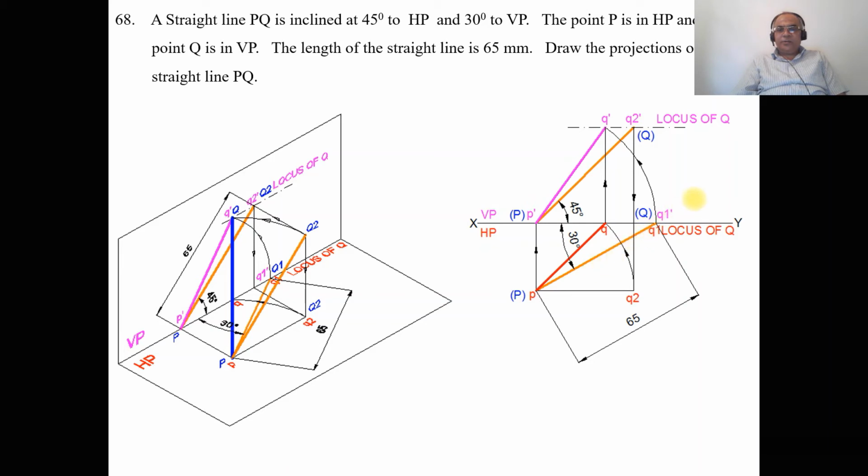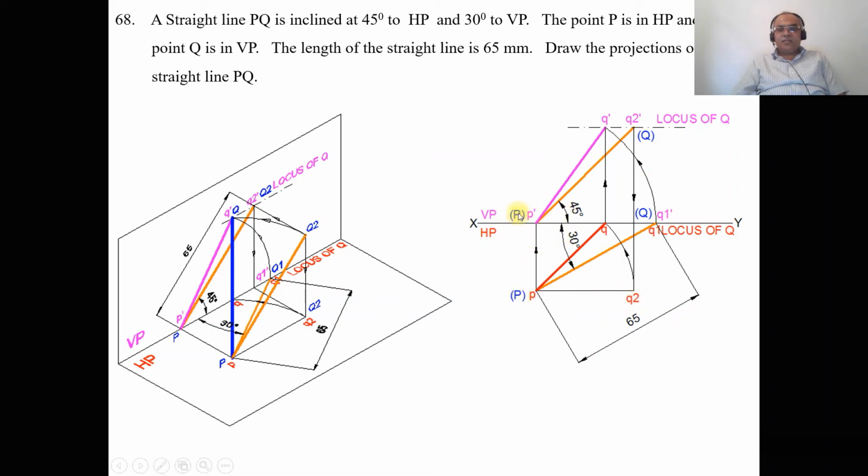Below the XY line, you draw a line using the compass with Q1 as center, taking a radius of 65, and cut an arc on that 30 degree line and mark this point as P. Join P and Q1 a little bit thicker than the XY line. From P, you draw a vertical projector such that it cuts the XY line, because P dash is on HP. So you mark this point as P dash.